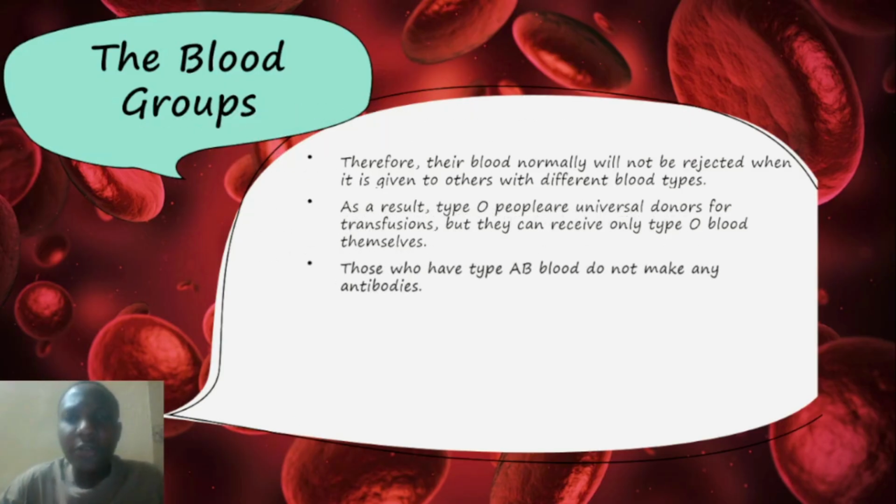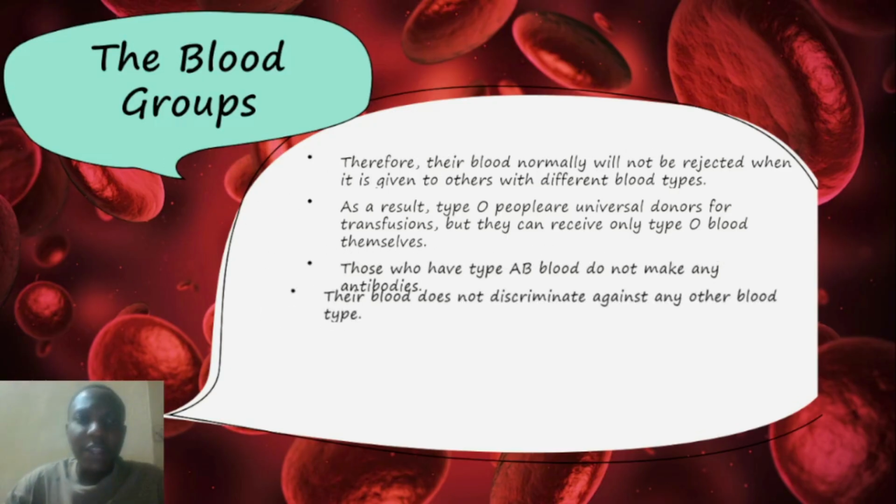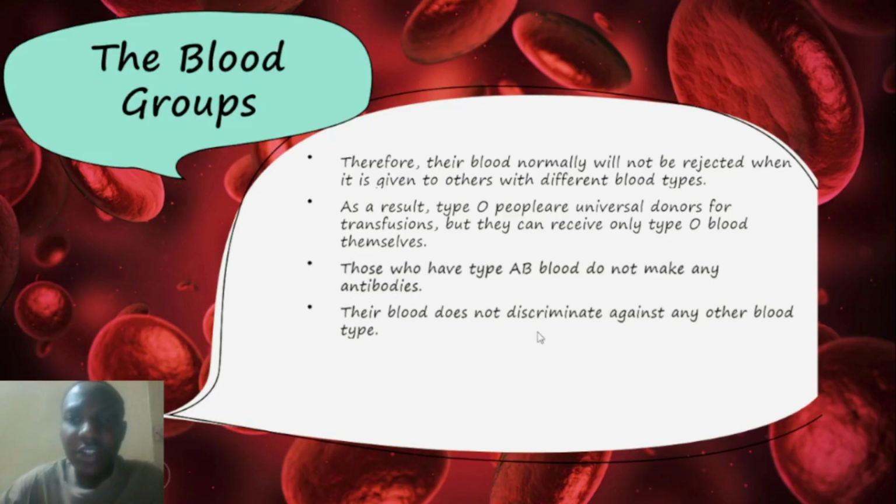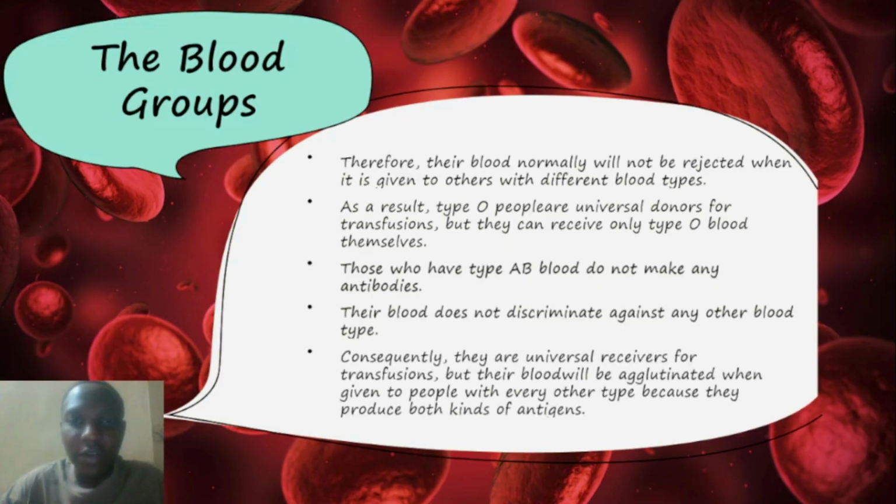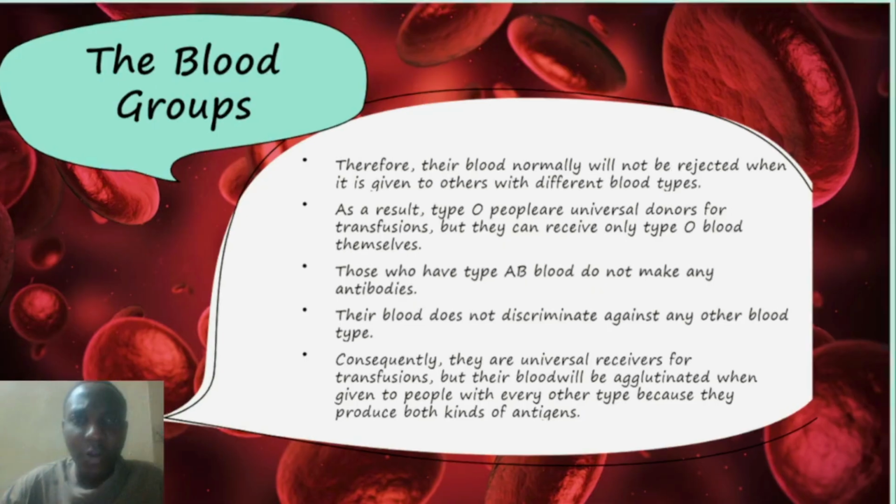Those who have type AB blood do not make any antibodies. So these people are universal recipients, as you can see from the table. Their blood does not discriminate against any other blood type, so they are universal receivers for transfusions. However, their blood will be agglutinated when given to people with every other type, because they produce both kinds of antigens. I hope that's clear, everyone.